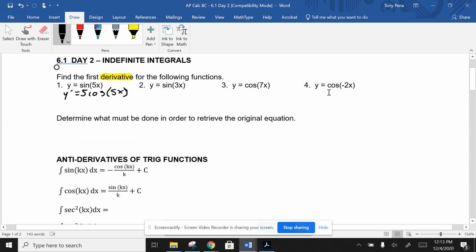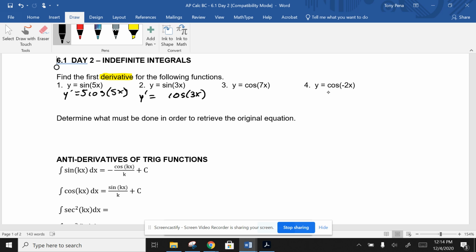Because they're all the same as number one, just some different functions, some different coefficients, but the work is going to be the same. Also, just be careful with the positives and the negatives. Now that we've done antiderivatives, and now we're going back to derivatives, it's just easy to get those mixed up.